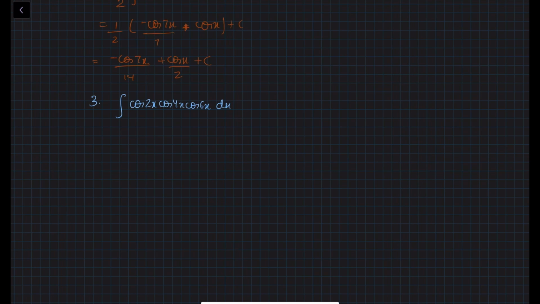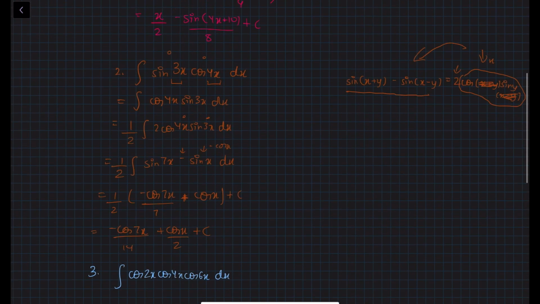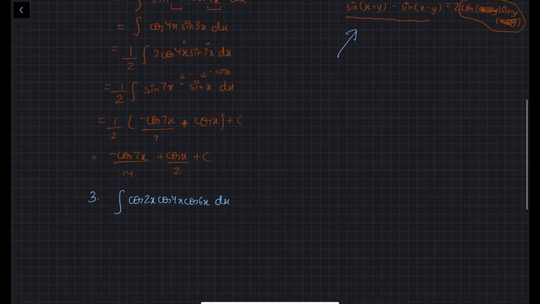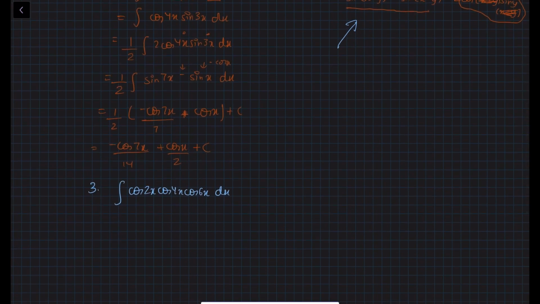Here again, we're going to use a formula from this family right here. And here we have three terms in terms of cos, but we're going to pair two of them first. So we have cos of something times cos of something else. So that reminds us of the formula cosine(x plus y) plus cosine(x minus y) is 2 cosine x cosine y.